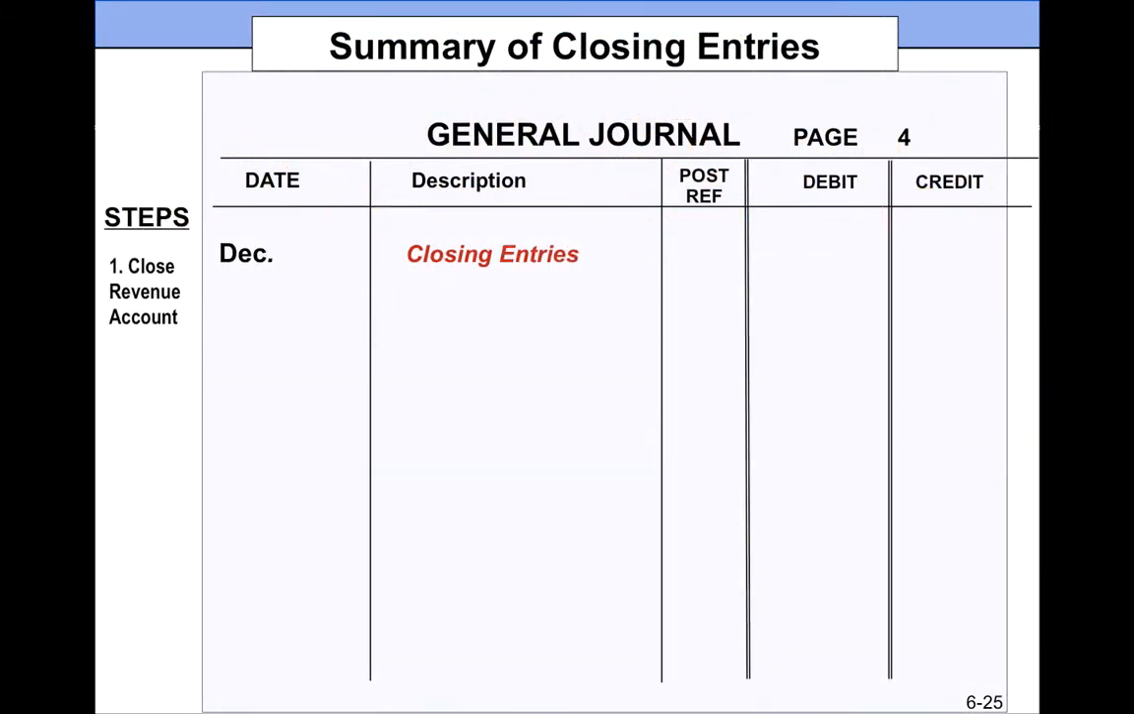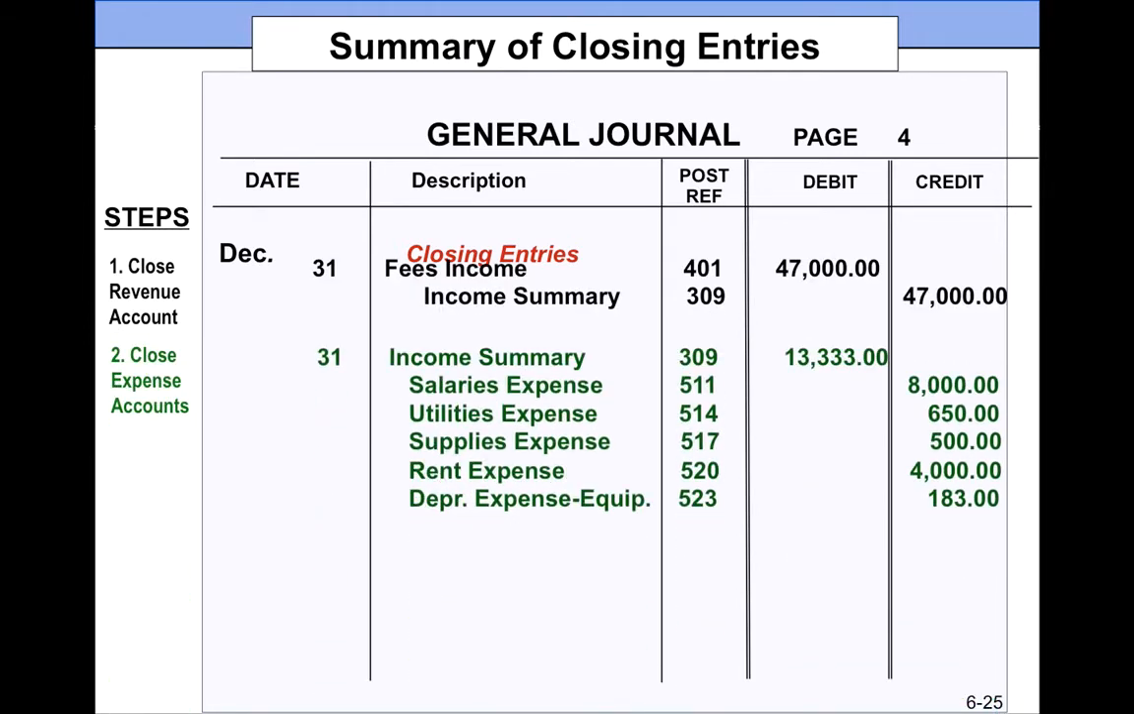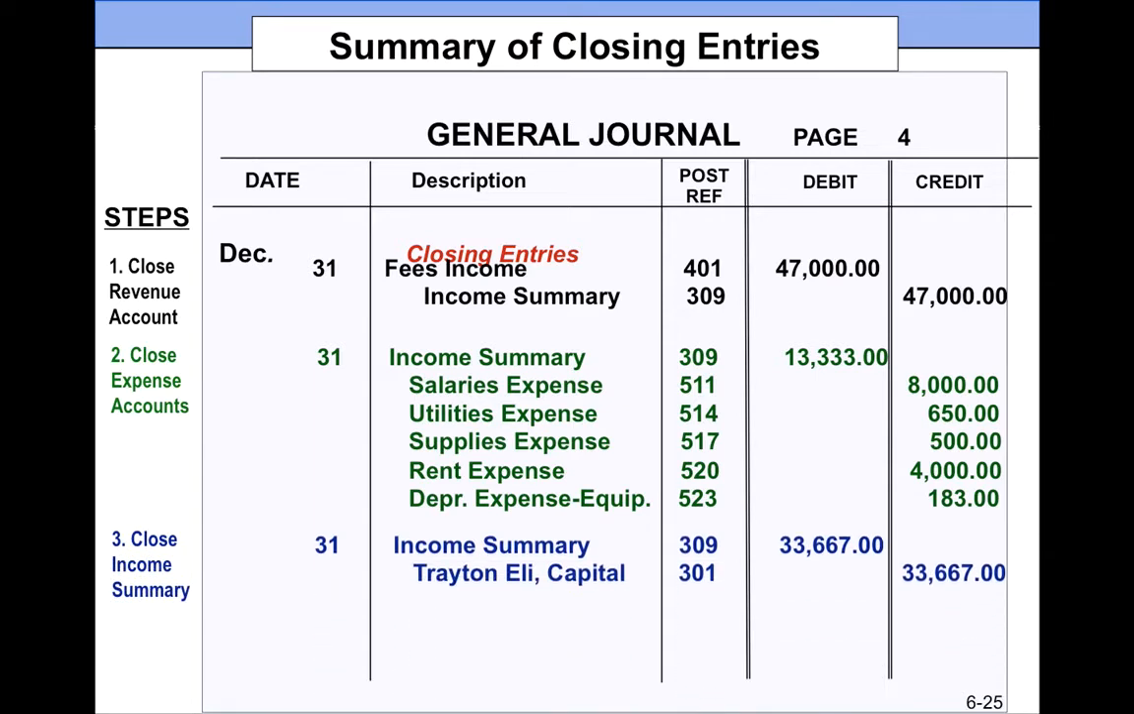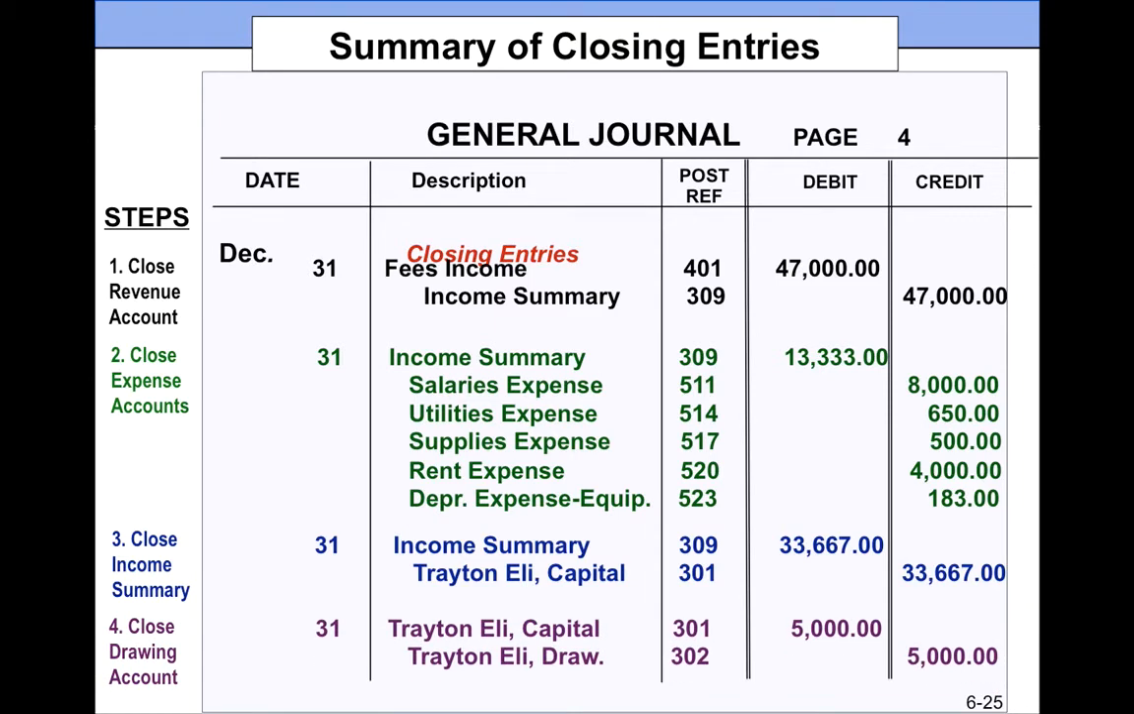So this is a nice summary. First step, close revenues. Second step, close expenses. Third step, close income summary into capital. Could be flipped. This is net income. If I flip the accounts, it will be net loss. If I have net loss, I will flip them, I should say. And the last entry is to close drawing into capital.